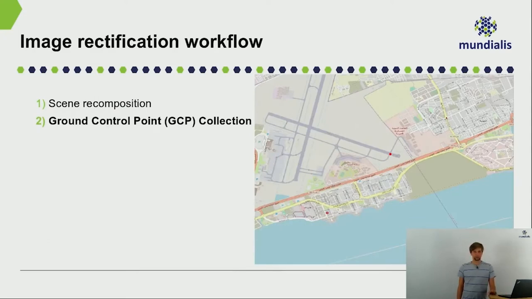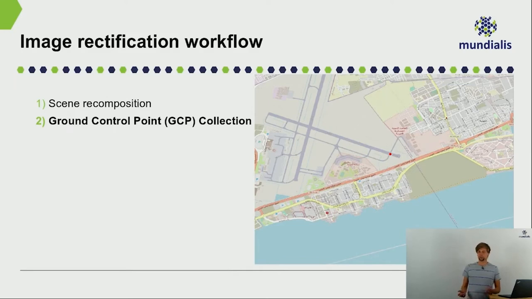Next comes the part that is most time-consuming, and this is the collection of ground control points. This means in order to auto-rectify your scene, you would need a set of points in your Corona imagery that you can assign a specific and precise location to. For this, obviously, one needs reference data.